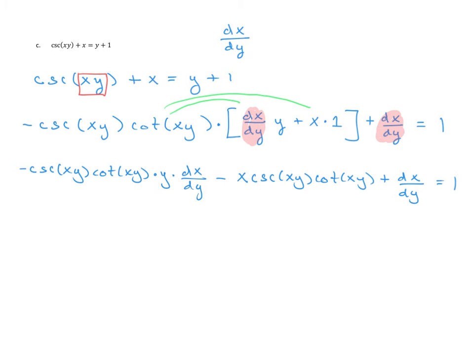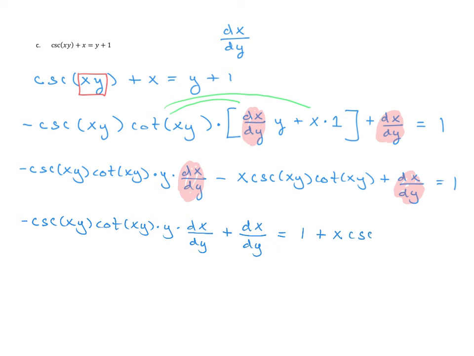So I think I'll leave these two terms on the left, and I'll add this to the other side of my equation. So we get negative cosecant xy cotangent xy times y times dx/dy. Then we get plus dx/dy. That's equal to 1 plus x times cosecant xy times cotangent xy.